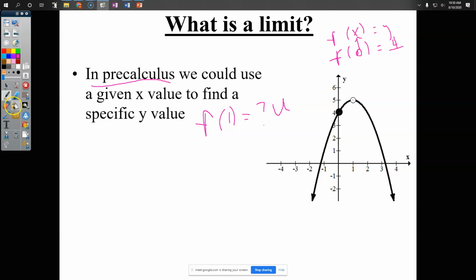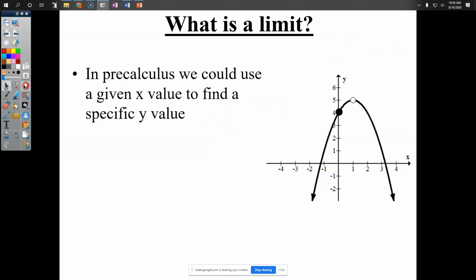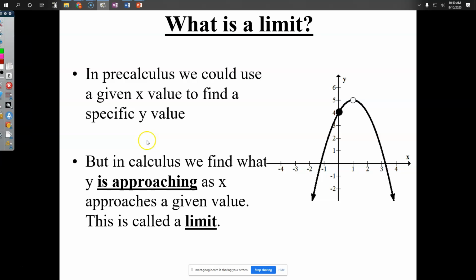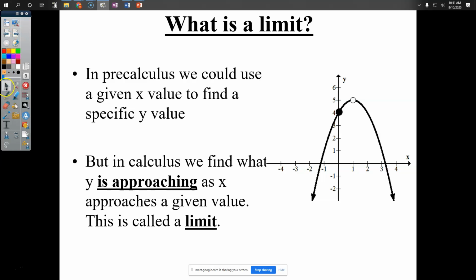All right. So how can calculus deal with something like that? Well, we can deal with that with something called limits. In calculus, instead of talking about what is y when x is a certain number, we ask the question a little bit differently. We can say, as x approaches 1, what does y approach?